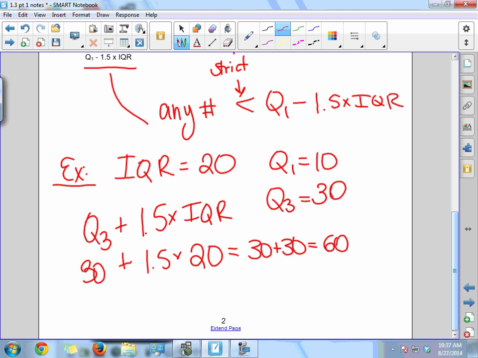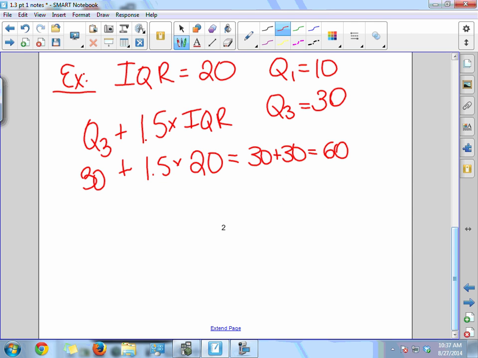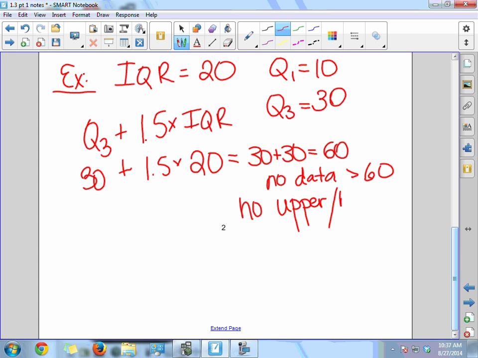Now, we have a data point that's equal to 60, but we don't have any that are greater than 60. So no data greater than 60. So we have no, and I usually call these, although I don't think it's a very proper term, no upper or high outliers, because you can have them on either side.